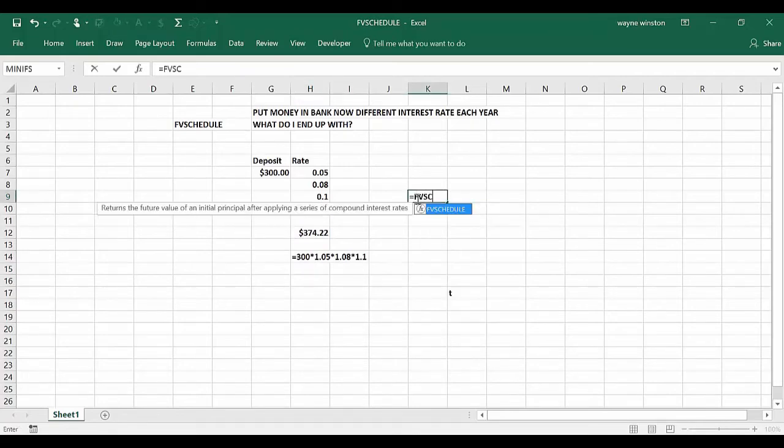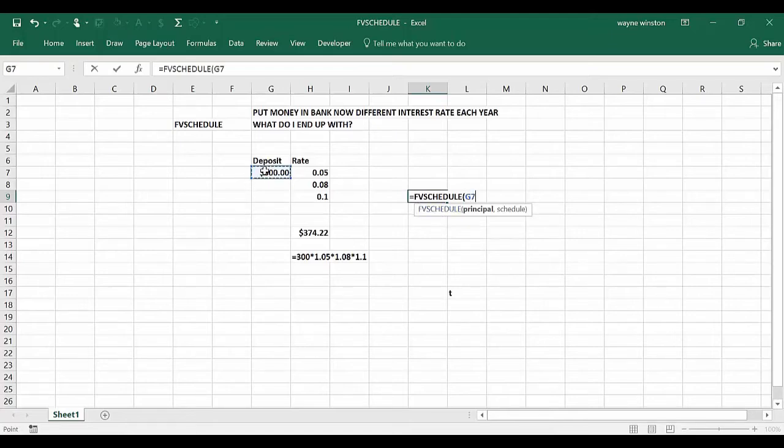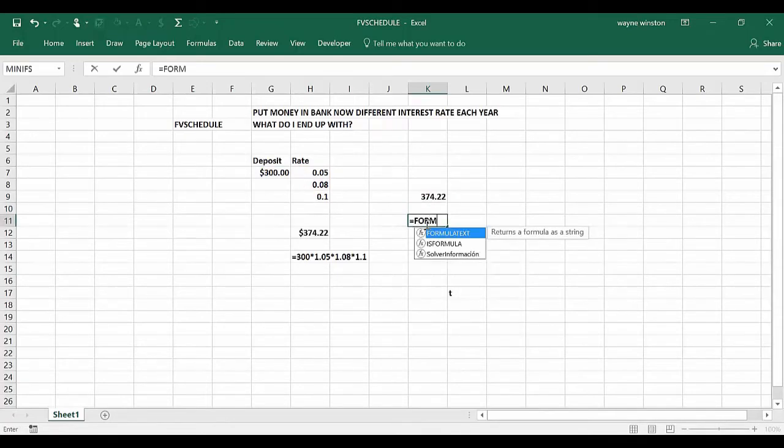So you go FVSCHEDULE. Okay, the principal is what you put in today, and here are the rates. And so that'll tell you what you'll end up with at the end of that last period, and we should get 374.22, and we do. That's really all there is to this excellent, easy-to-use function.